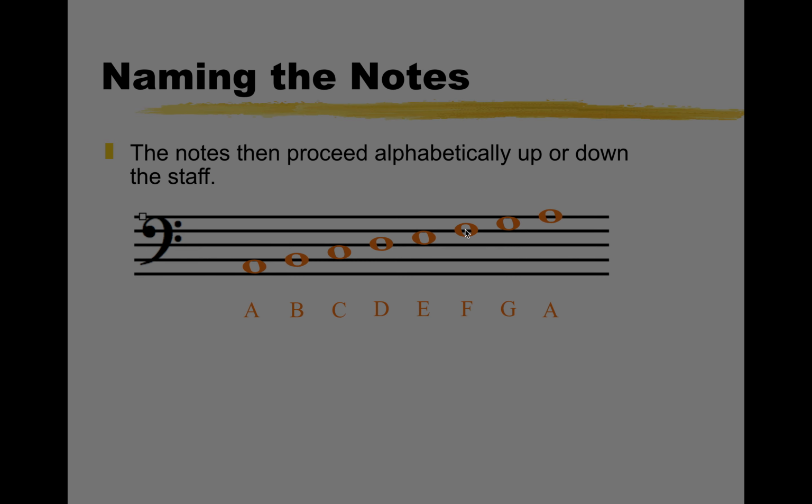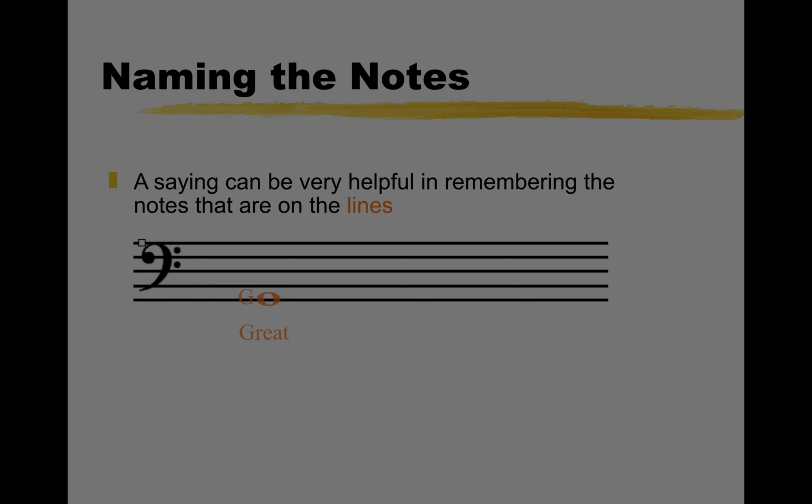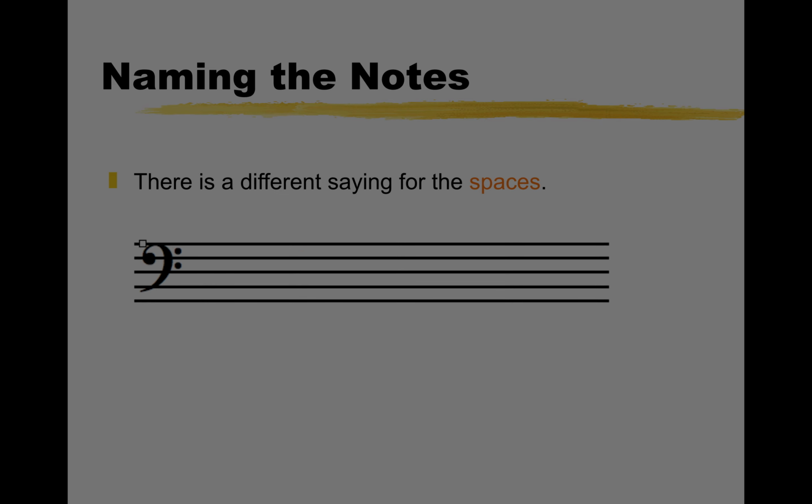Now, we do have a saying to also help you remember, a little bit of a shortcut. So notes on the lines are G, B, D, F, and A. And those are the line notes of the bass clef. And one saying we use is great big dogs fight animals. And if you can remember that, it will be much easier for you to figure out the names of your notes. We also have a saying for the space notes.